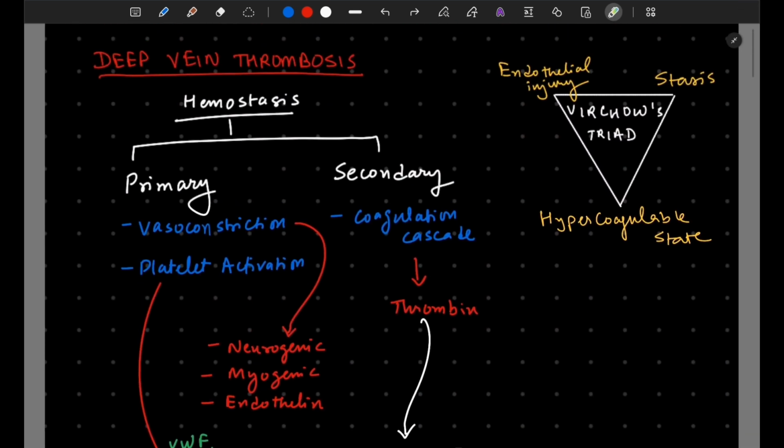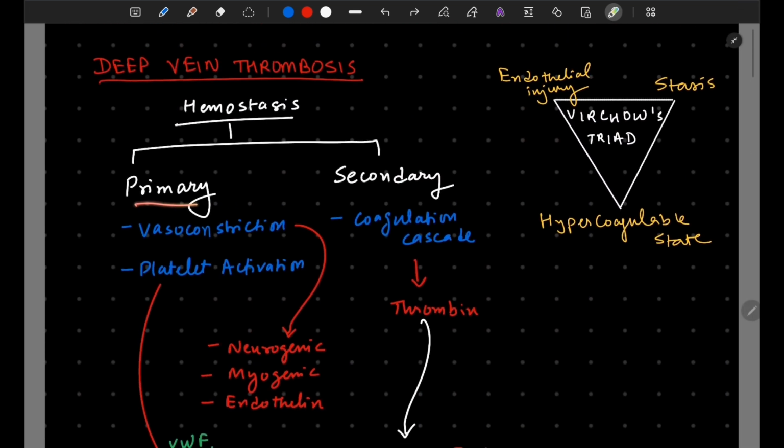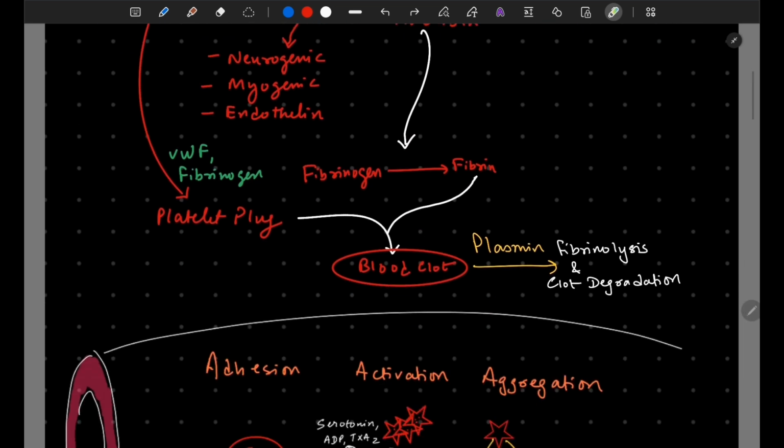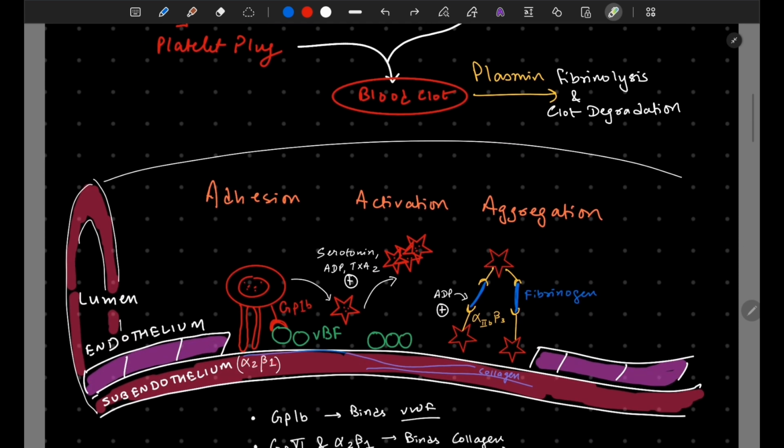So up till now we have learned about our primary hemostasis, vasoconstriction, which is done by the neurogenic, myogenic, and endothelin mechanisms. It causes the vessels to contract at the injury site, leading to decrease in blood flow. Later, this is also reinforced by platelet activation. Platelet activation is triggered by different mediators like von Willebrand factor, fibrinogen, and ADP. Also, we have to remember serotonin and thromboxane.